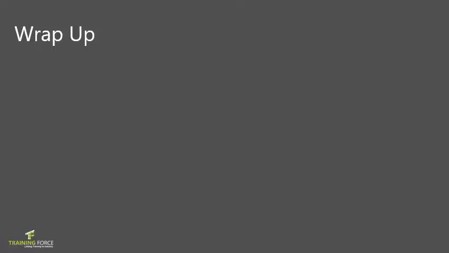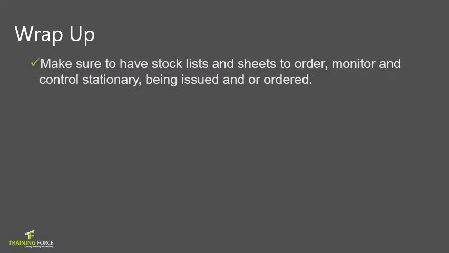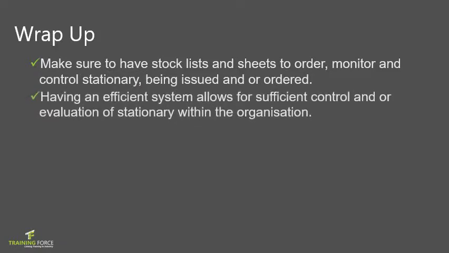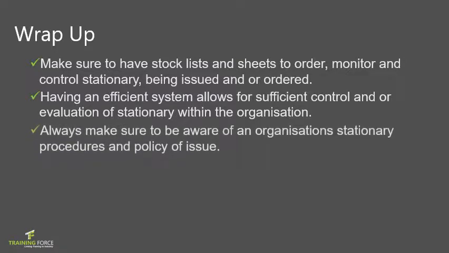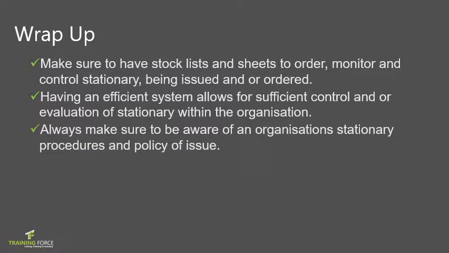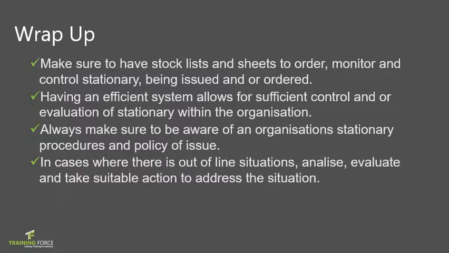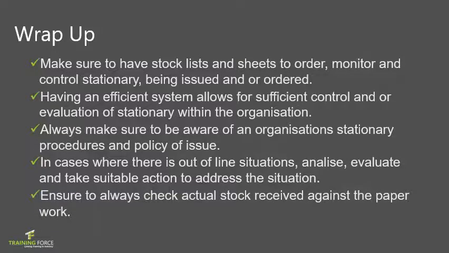Let's take a look at what we've learned. Make sure to have stock lists and sheets to order, monitor and control stationery being used and or ordered. Having an efficient system allows for sufficient control and or evaluation of stationery within the organization. Always make sure to be aware of an organization's stationery procedures and policy of issuing. In cases where there are out-of-line situations, analyze, evaluate, and take suitable action to address the situation. Ensure you always check actual stock received against the paperwork.